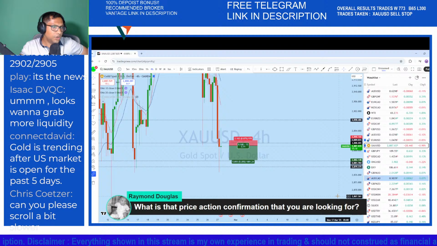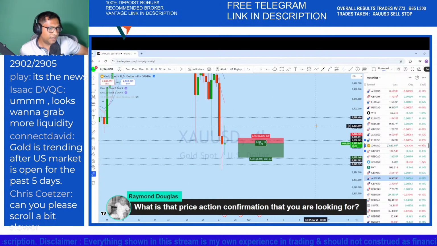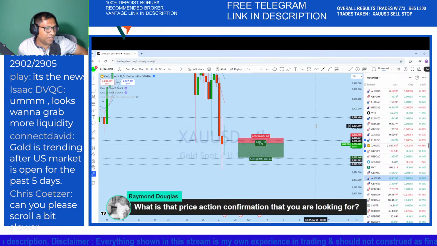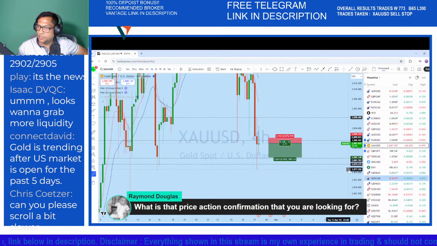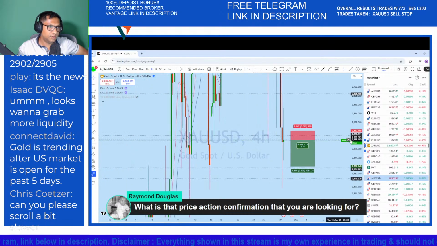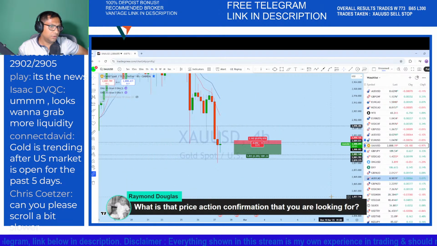When we look at the 4 hour here, I don't see very confident bullish price action. That's the key here, because in this whole time the market ranged in that narrow zone.